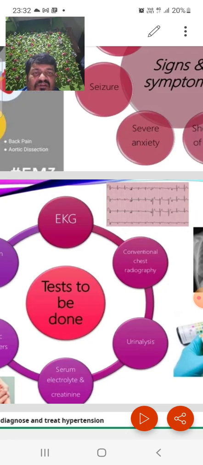So if the sum of V1 to V6 is more than 35 mm, and 1 mm is equal to one small box, and one big box is 5 small boxes, so the value of that box is 0.01, so 0.02, right? So in LVH we see that V1 plus V5 is more than 35 mm, so LVH is there.